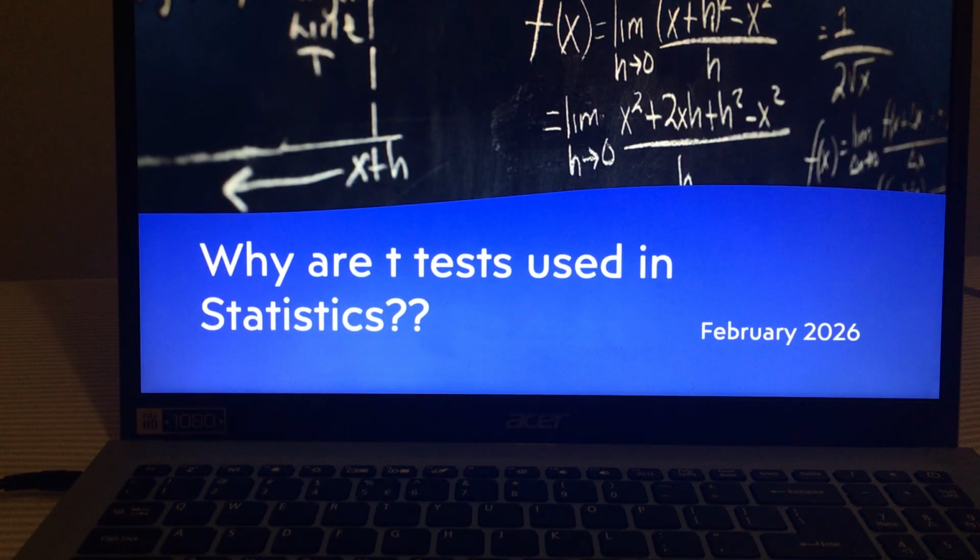Or a psychologist might want to analyze something like memory capacity or working memory capacity. So if working memory capacity, the psychologist may want to see if the working memory capacity is affected, for example, by listening to music compared to when the participant is not listening to music.